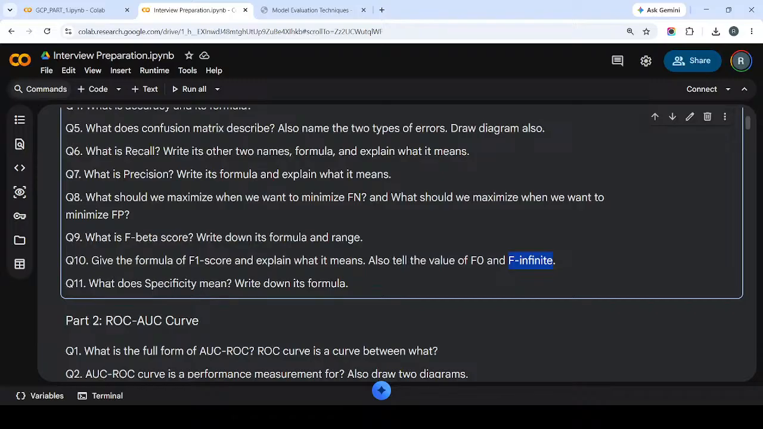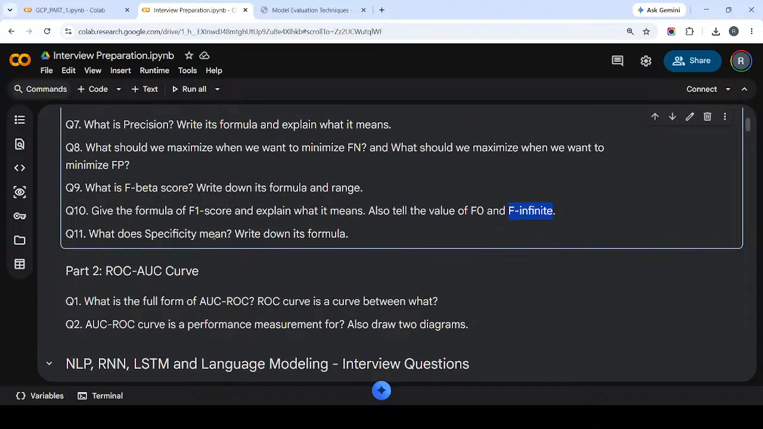Now, question number 11, what does specificity mean? It is the model's ability to identify negative results. So, true negative upon total actual negative. And then we have one more, which is not mentioned here: the proportion of negative points that are mistakenly considered as positive, that is the false positive rate.